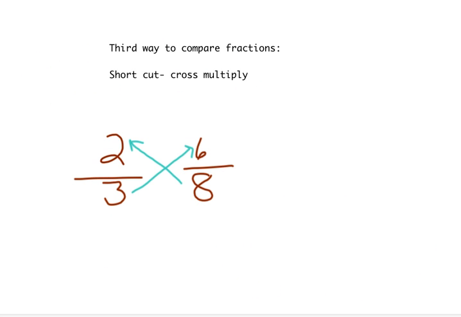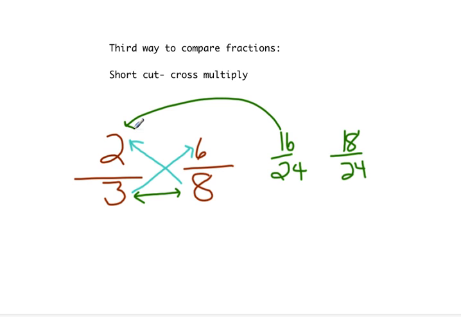The last way to compare fractions is to cross multiply, and this is a shortcut. So if you look at how I have my arrows, I'm going to multiply 3 times 6, which gives you 18, and I'm going to multiply 2 times 8, which is 16, and I'm also going to multiply these two denominators together to get the common denominator, 24, for both of them. 16/24 or 18/24. This fraction belongs to this group. This fraction belongs to this group.